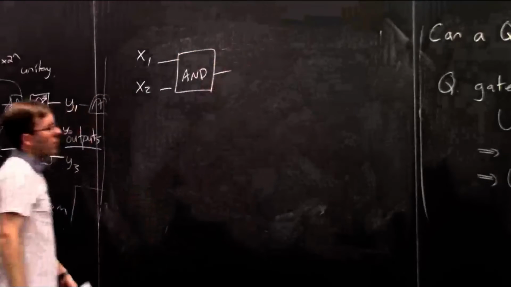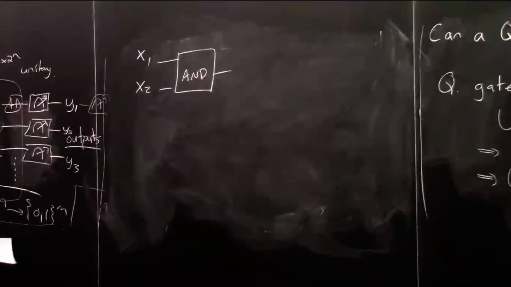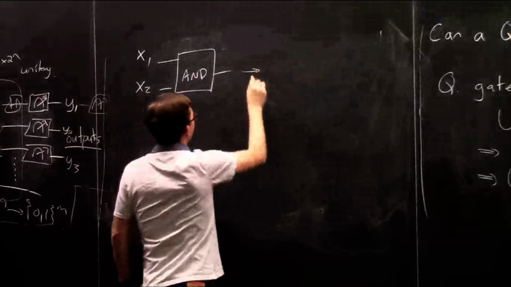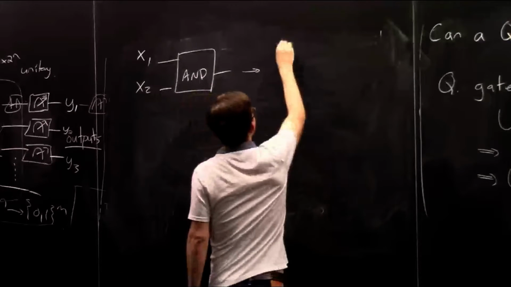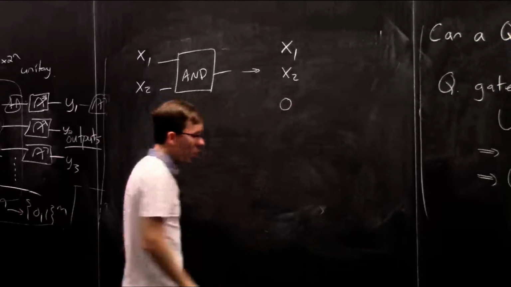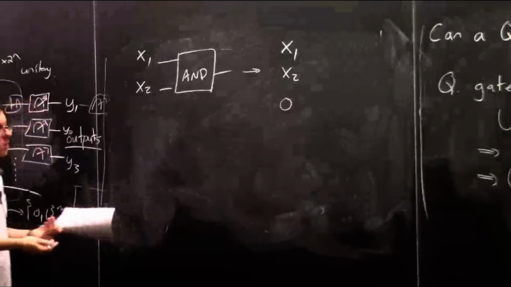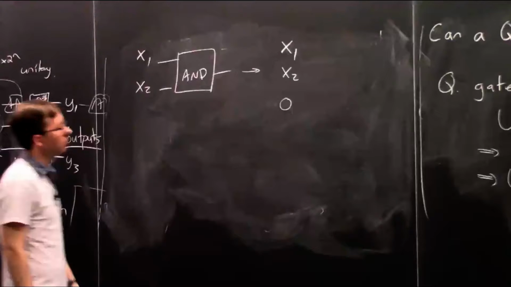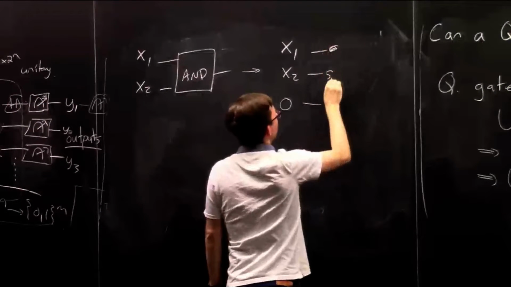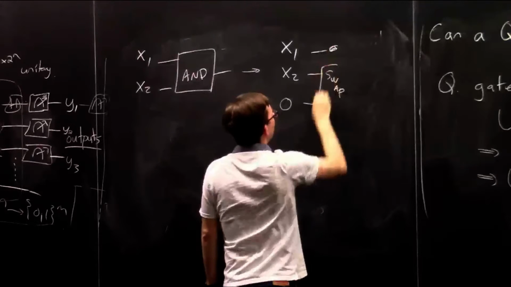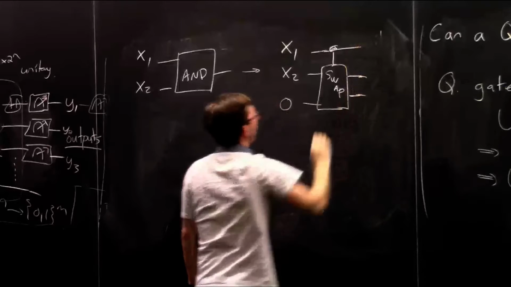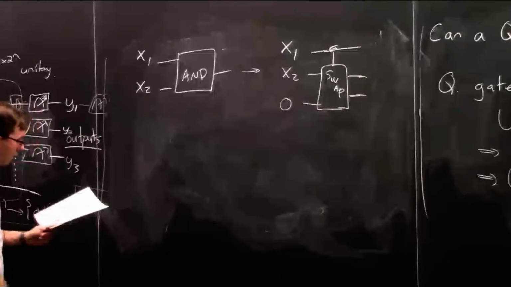So just imagine classically now that you have an AND gate, and for whatever reason you want to convert it to something reversible. Well, I'll just give away the answer here. We have x1, x2, and the trick will just be to bring in a new qubit or bit that's set to 0, and then do this C-swap. And let's look at what happens.